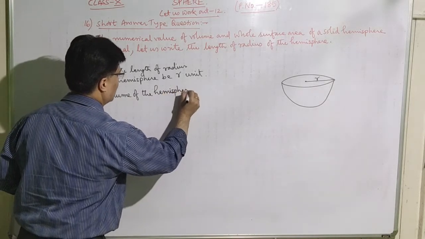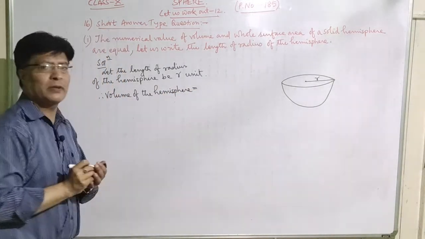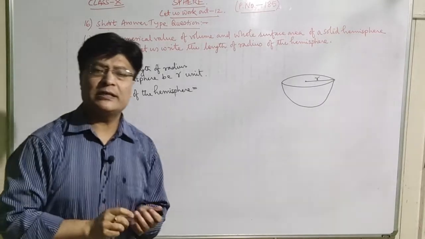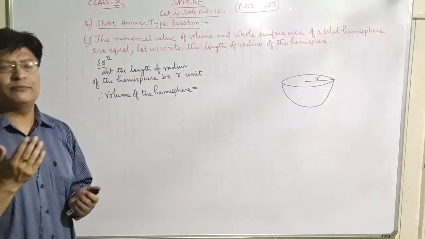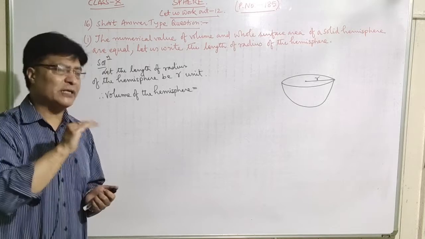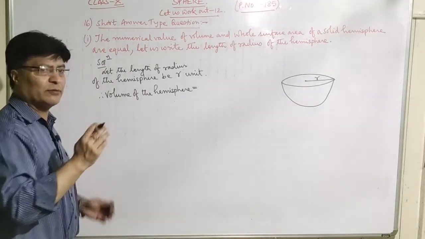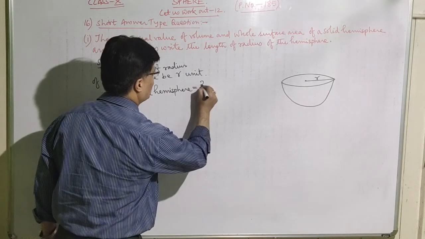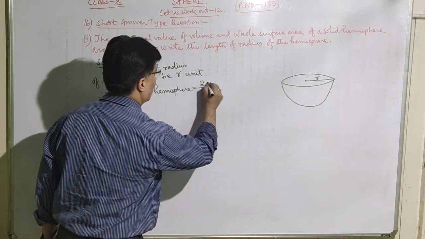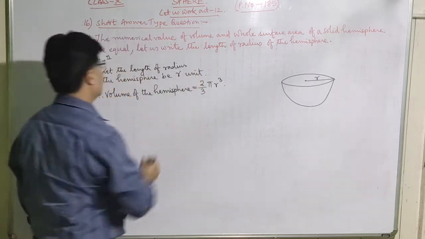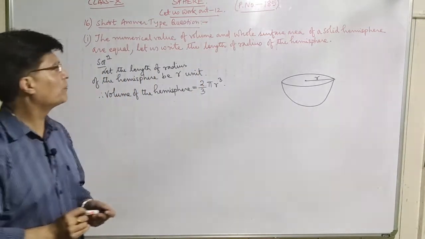So volume of the hemisphere is equal to, what is the formula? What is the volume of the sphere? It is 4/3 pi r cube. That is the volume of the sphere. But hemisphere is just half of the sphere. So what is the volume of the hemisphere now? It is 2/3 pi r cube. So this is the volume of the hemisphere.